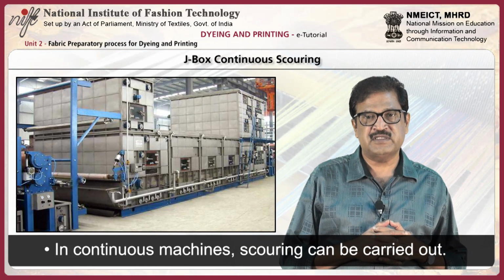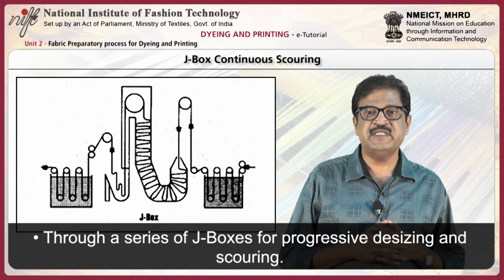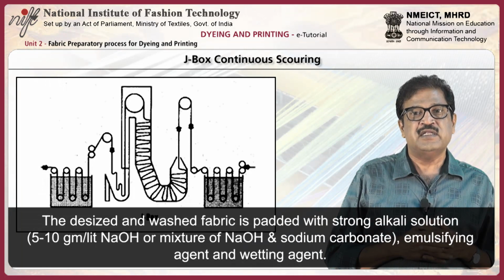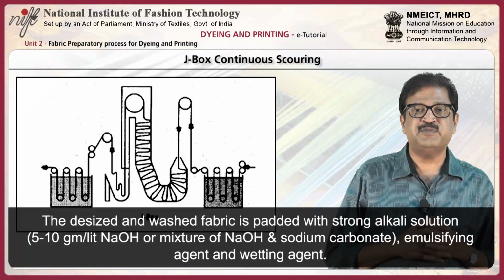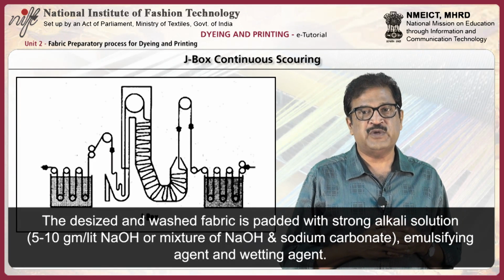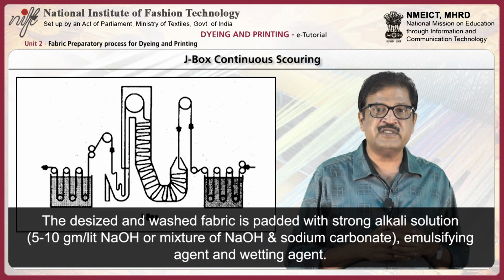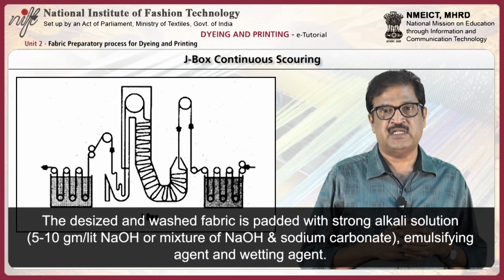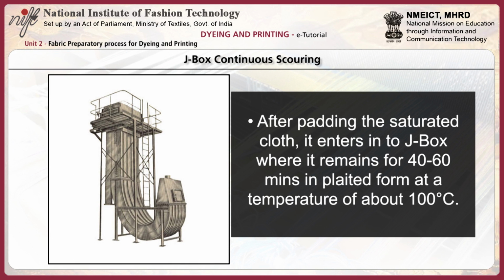In continuous machines, scouring can be carried out through a series of J-boxes for progressive desizing and scouring. The desized and washed fabric is padded with strong alkali solution, 5 to 10 grams per liter sodium hydroxide or a mixture of sodium hydroxide and sodium carbonate, emulsifying agent and wetting agent. After padding, the saturated cloth enters the J-box where it remains for 40 to 60 minutes in plaited form at a temperature of about 100 degrees Celsius.